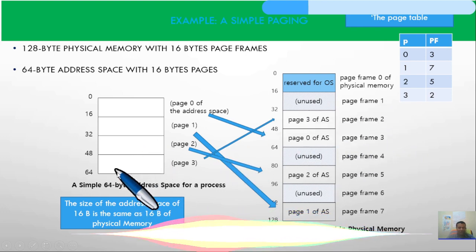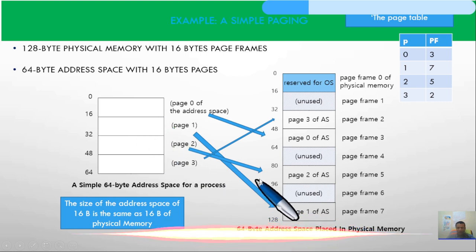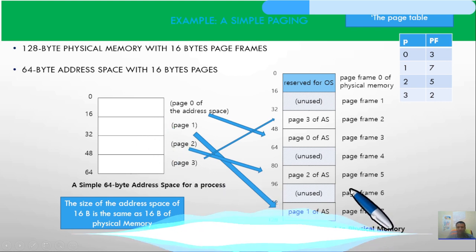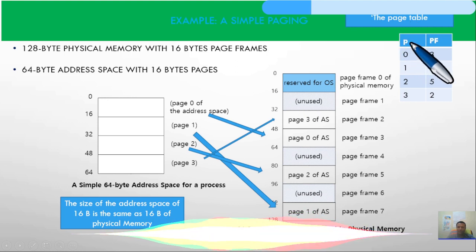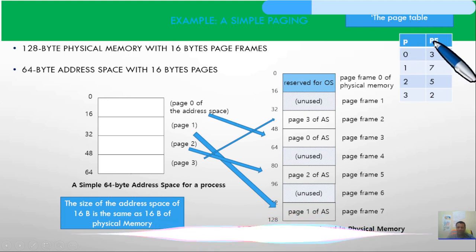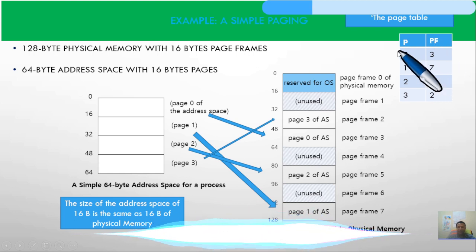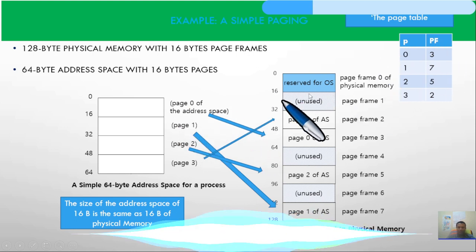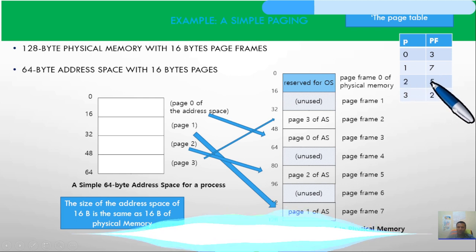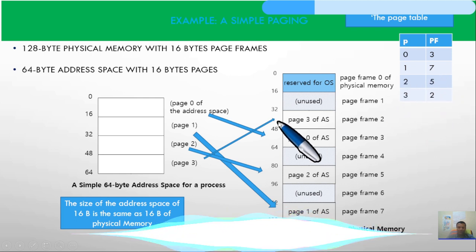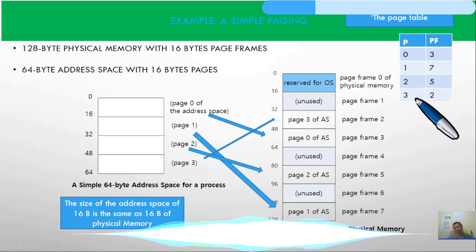This is the address space of the running program, and this is how it is mapped into the physical memory. If we construct the page table, as you can see, we have the page table here and the page frames. 0 is mapped into page frame 3, 1 is mapped into page frame 7, 2 is mapped into page frame 5, and 3 is mapped to page frame 2.